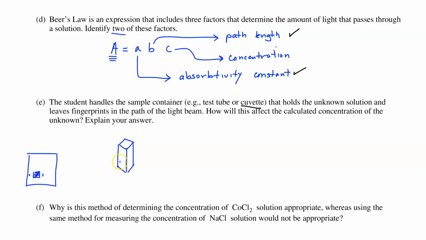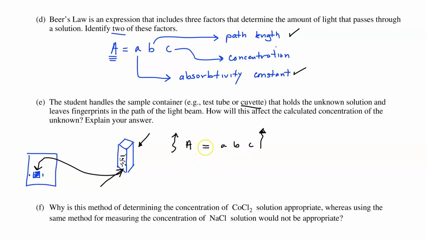So if I leave fingerprints or oils from my hands on this, and I put it into the spectrophotometer where the light passes through this side, how do you think this will affect the calculated concentration of the unknown? Explain your answer. Well, if you're going to put more things in the way of the light, you can bet that's going to affect how much light goes through. So the presence of the fingerprints will add an additional factor that will absorb more light. And if something is absorbing more light, there'll be less light reaching the detector on the other side. So we'll have a greater amount of absorbance than there really should be. Therefore, remember absorbance is equal to ABC, so you're going to have a greater amount of concentration.